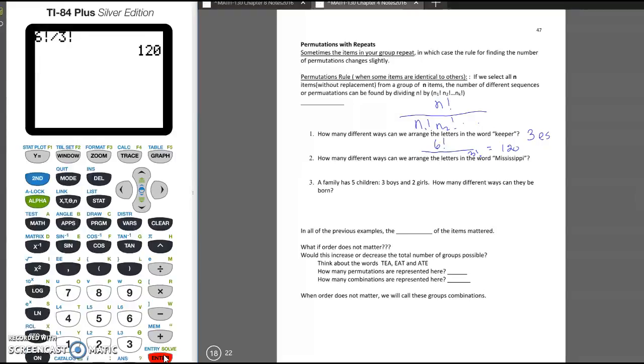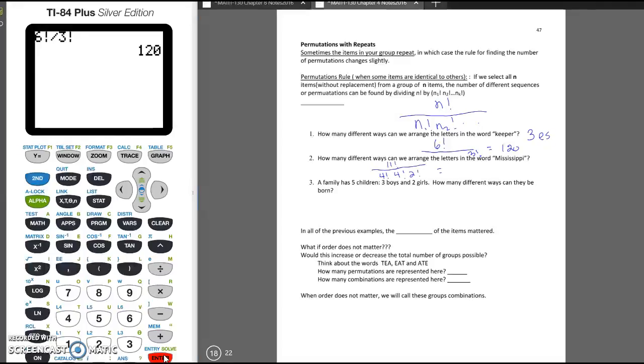Okay, now we're going to look at the word Mississippi. If we count, there's a total of 11 letters, so we're going to have 11 factorial. The M doesn't repeat, so we don't have to worry about that, but the I repeats 4 times, so we'll have over 4 factorial. And then the S's repeat 4 times, so we'll have another 4 factorial. And then the P's repeat twice, so 2 factorial.